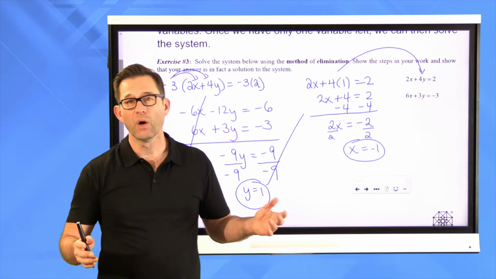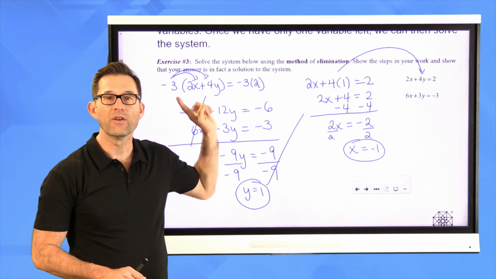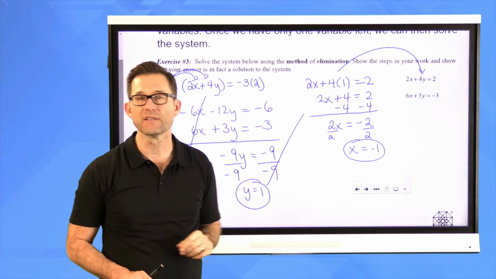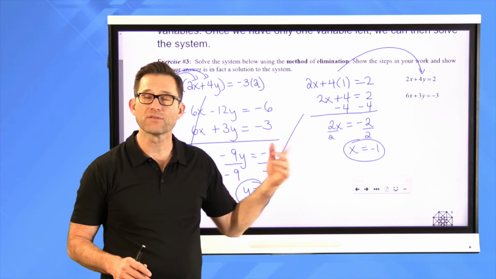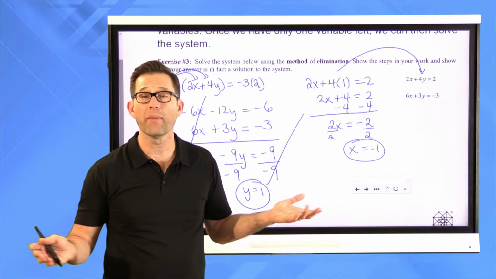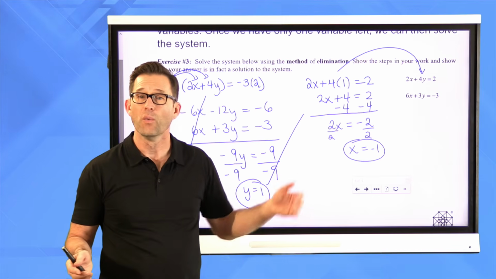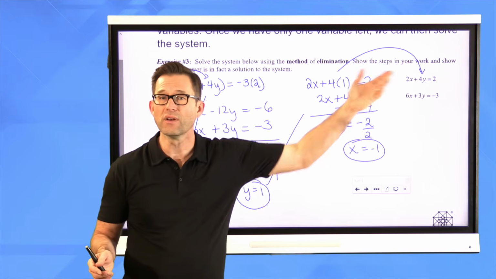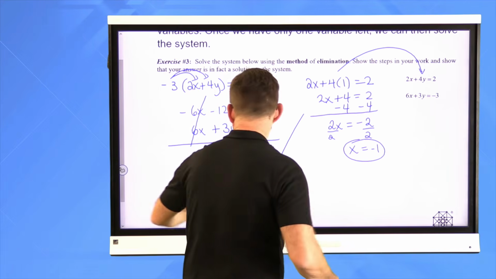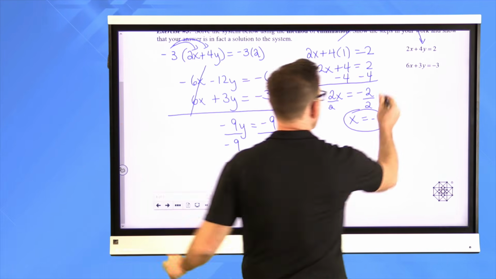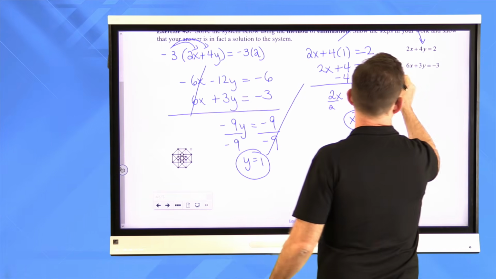Now, notice this problem does say, show the steps in your work and show that your answer is in fact a solution to the system, right? Because we don't really know that for certain. Now, to show that this answer is a solution to the system, I've got to go back to what I did literally on the first lesson of our systems unit, which is take that point, substitute it into both equations, and make sure it's true. Let's do that real quick, all right? I think I can fit it almost right underneath here, especially if I move the eMath logo out of there. Always a shame, but that's okay.